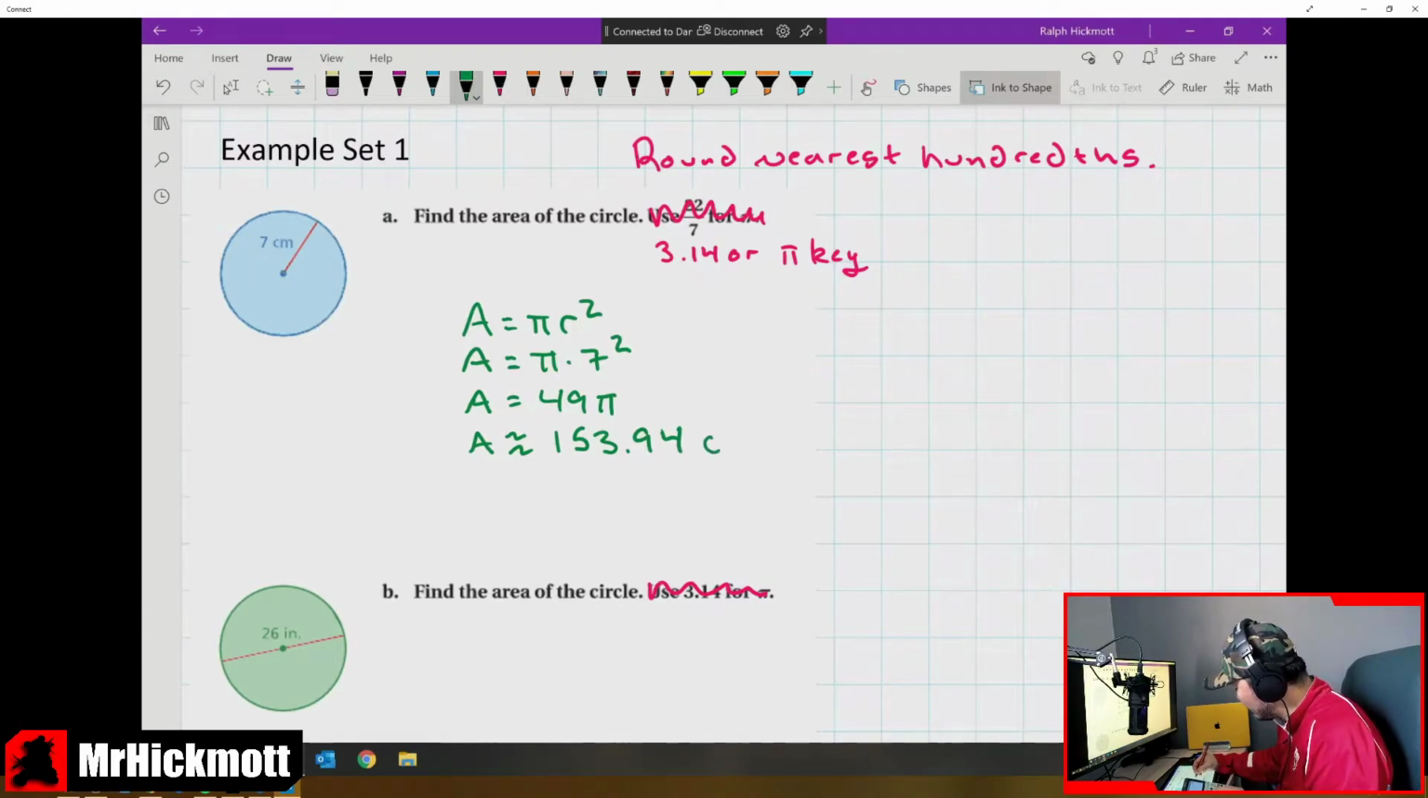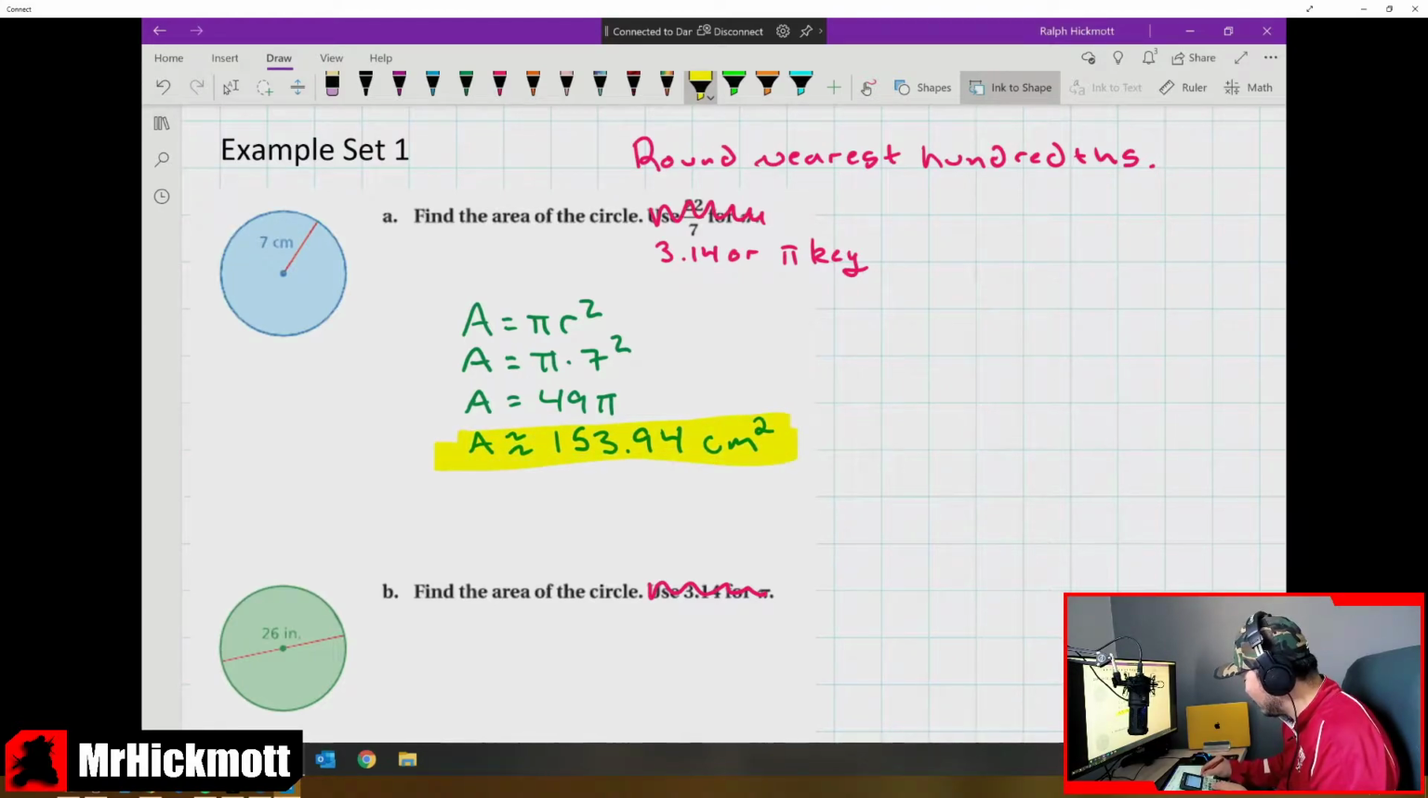Now the units are going to be a little different. It's going to be centimeters squared. We use squared units, as many of you should hopefully remember from last year, for any type of area measurement, because we're talking about a two-dimensional measurement. Area is two-dimensional, so we use centimeters squared. If you don't remember that, just think of it as the squared coming from the r squared right there. That translates.